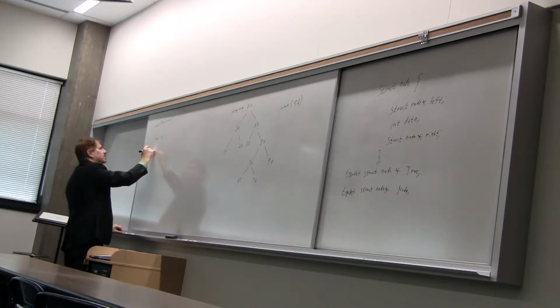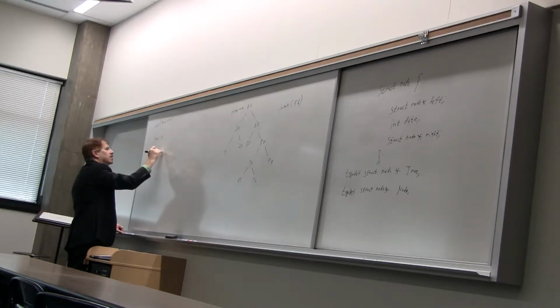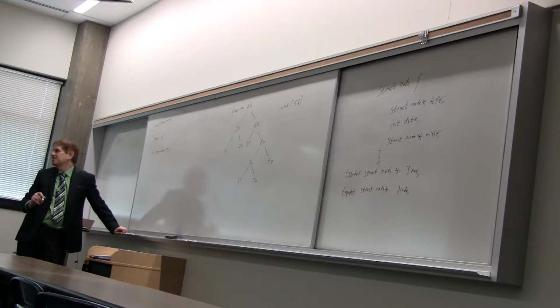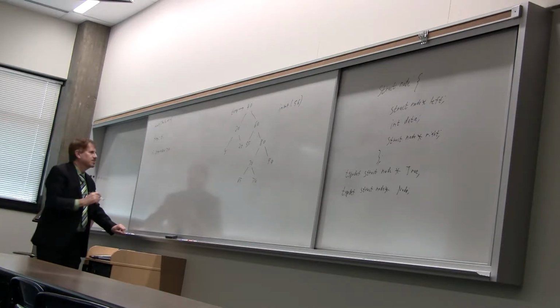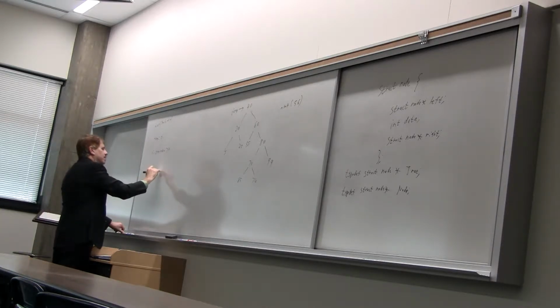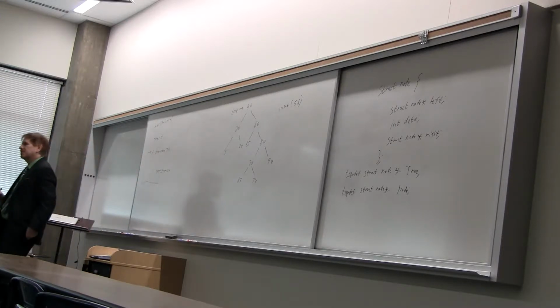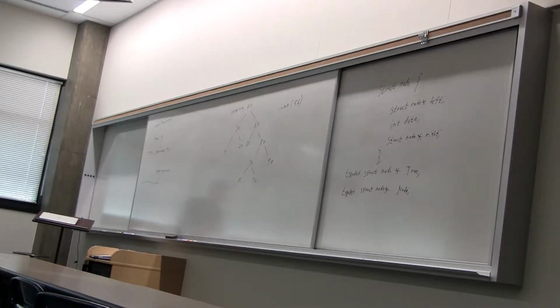So here's what I'm going to do. If temp arrow data is bigger than n, I want to move to the left. So I'm going to say temp equals temp arrow left. And then I'm going to go to the top of my loop.